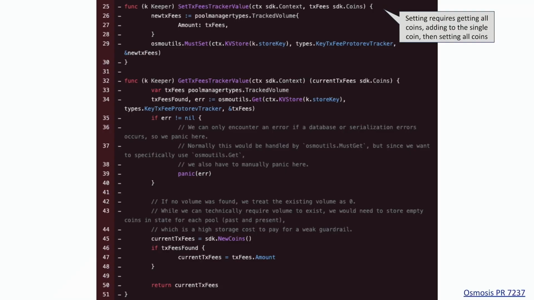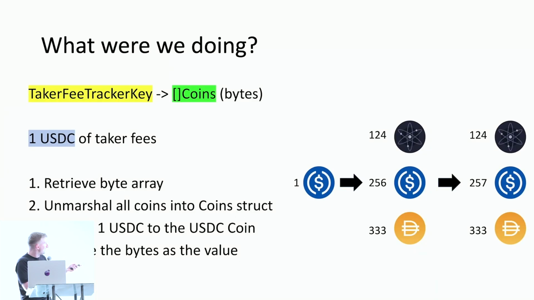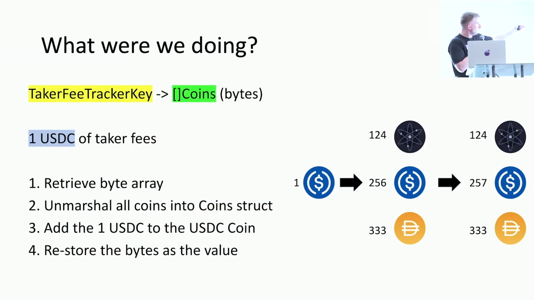So let's look at the crappy code. I can call it crappy code because I wrote it. But I'll spoil it for you here. This is a common footgun, at least common for me because I've made the mistake multiple times, where we have a key and the value is an array of coins. Let's say we charge 1 USDC of taker fees. And then what we do is retrieve the byte array of all the coins. We unmarshal all those coins. And then we add just 1 coin to those coins. And then we restore them.